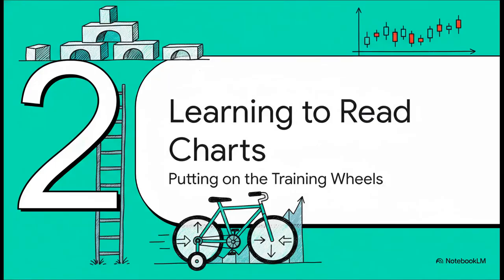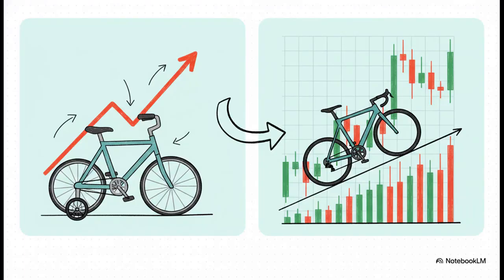So, okay, how do we even begin to read this new language? Well, it's just like learning anything new, really. You gotta put on the training wheels first. We need to build a really solid foundation, and that means starting with the absolute basics. So first, we're going to start with a super simple line chart. Just think of it like the basic outline of the story. It shows you the general path.